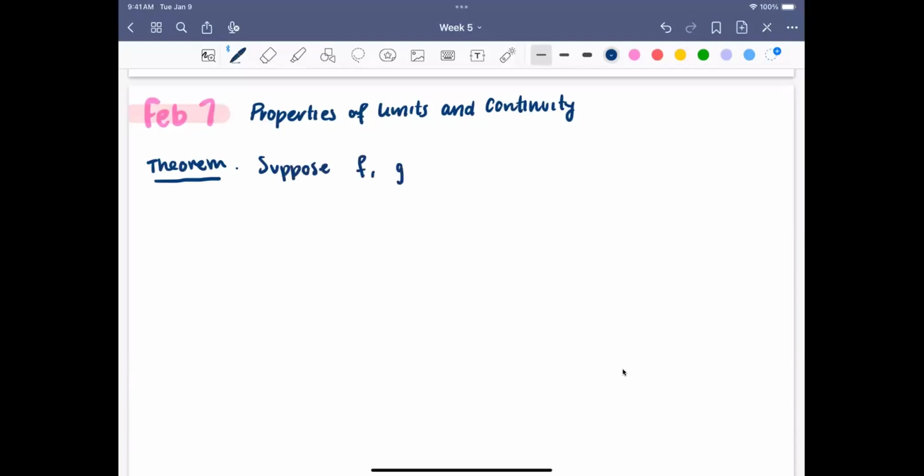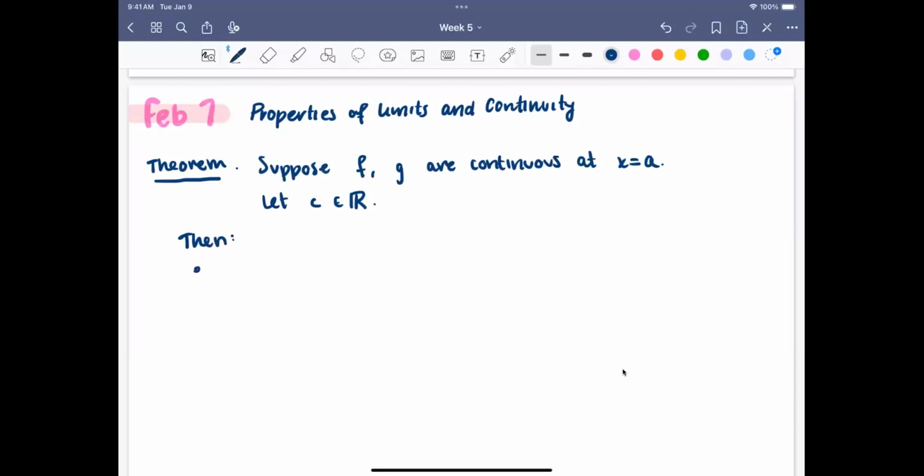So I'm going to suppose f and g are continuous at some value x equals a. And I'm also going to let c be some constant real number.